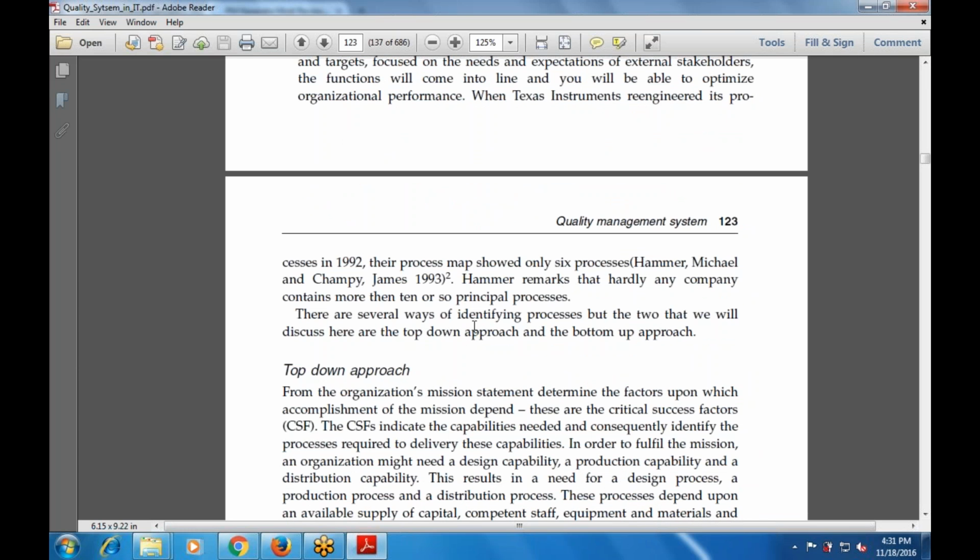The next one is there are several ways of identifying the processes, but the two that we will discuss here are the top-down approach and the bottom-up approach. From the organization mission statement, determine the factors upon which accomplishment of the mission depends. These are the critical success factors. These are the capabilities needed. Consequently, identify the processes that are required to deliver these capabilities. And in order to fulfill the missions, that will be used with the organization's capability to design the process, to use the process.